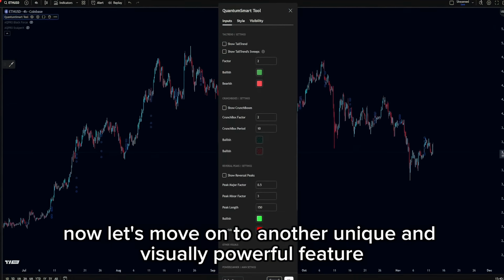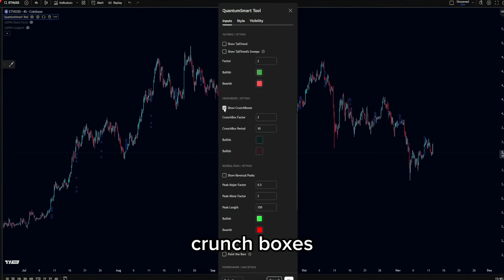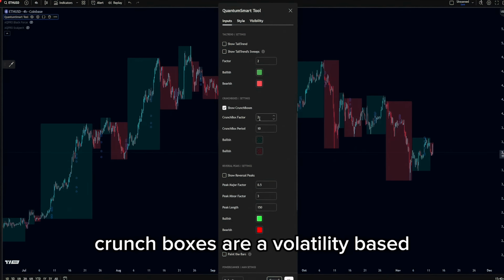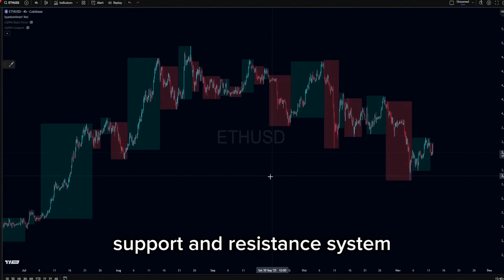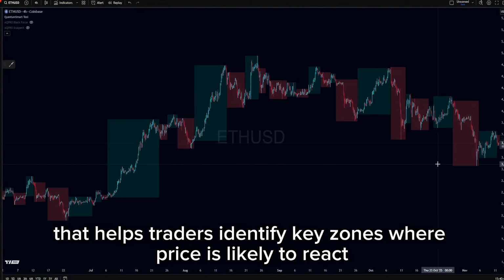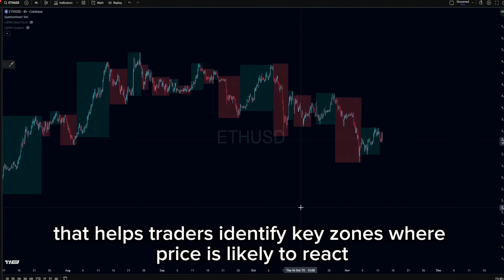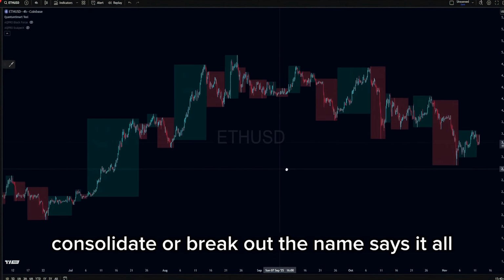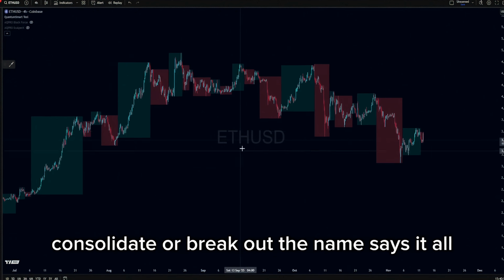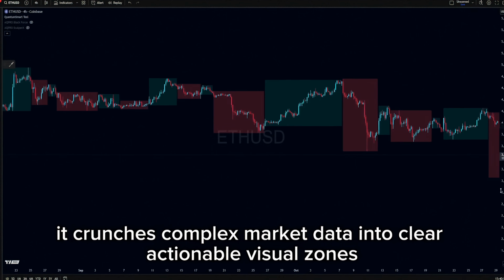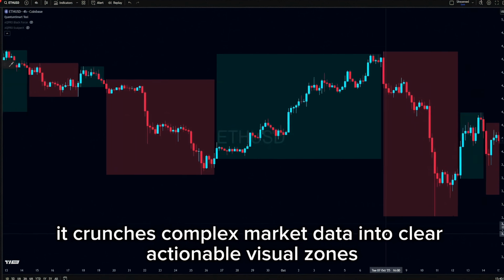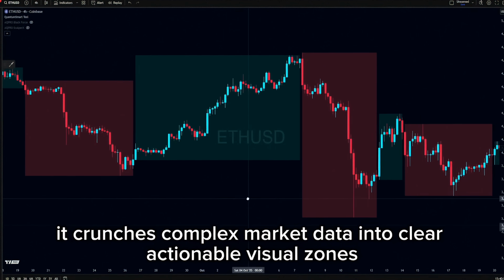Now, let's move on to another unique and visually powerful feature, crunch boxes. Crunch boxes are a volatility-based support and resistance system that helps traders identify key zones where price is likely to react, consolidate, or break out. The name says it all. It crunches complex market data into clear, actionable visual zones.